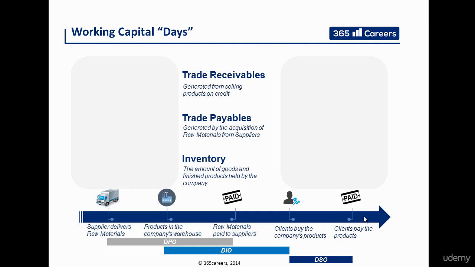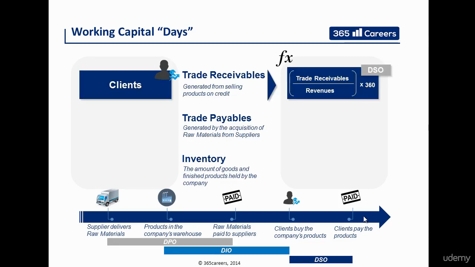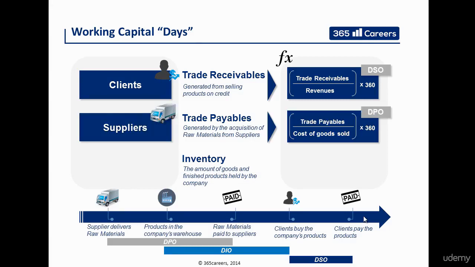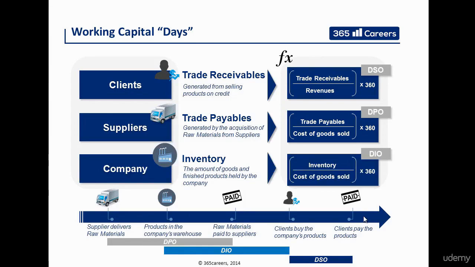Days sales outstanding, DSO, days payable outstanding, DPO, and days inventory outstanding, DIO, are working capital components. DSO is a measure of the average number of days that a company takes to collect revenue after a sale has been made. A low DSO number means that a company needs fewer days in order to collect its accounts receivable. A high DSO number shows that a firm is selling its products to customers on credit and taking longer to collect money.